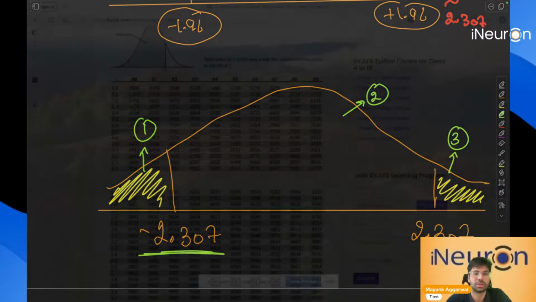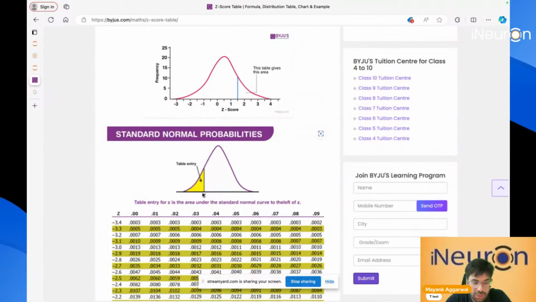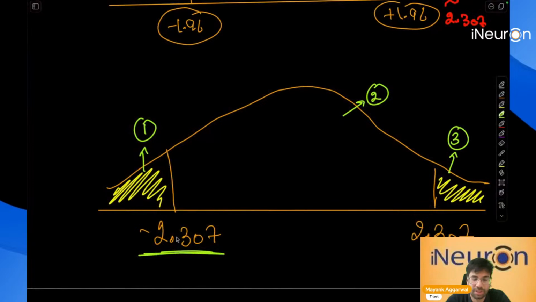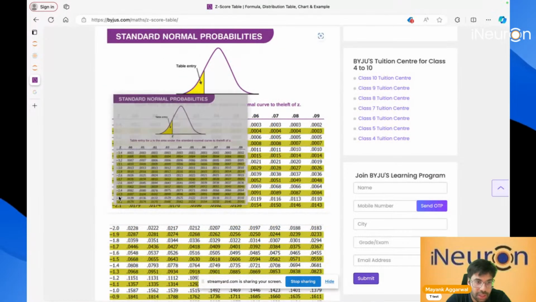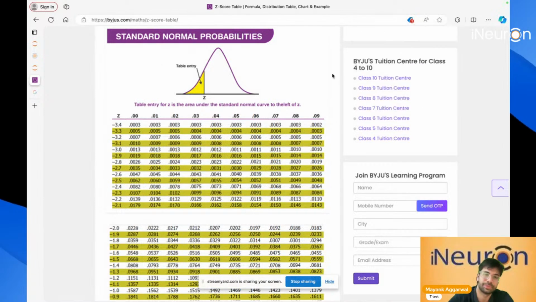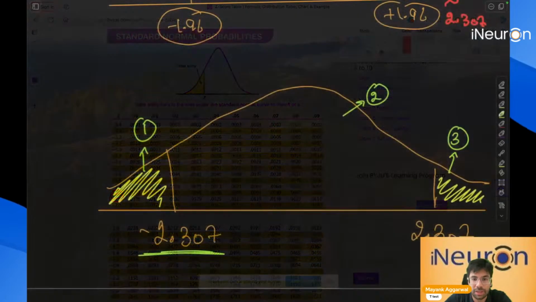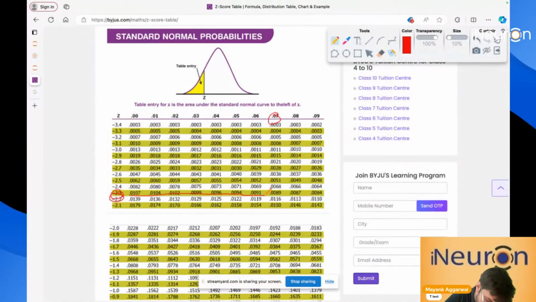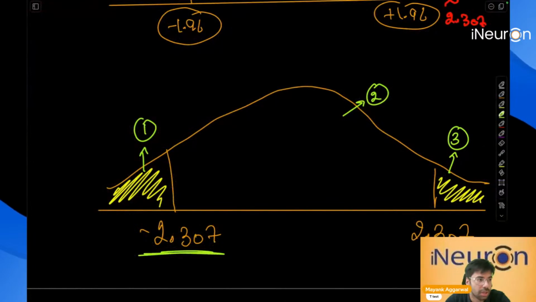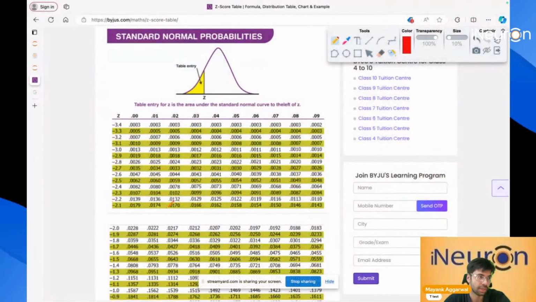This is minus 2.307. So let me go to this table, where z is minus 2.3, and 07. It was minus 2.307. So let us calculate what the area is here. We take this full value, and exactly where this is happening is 2.307. So this is the value.